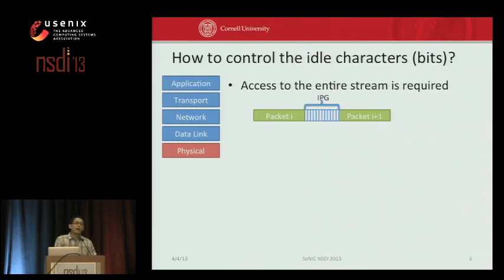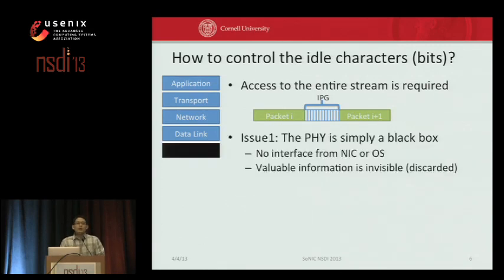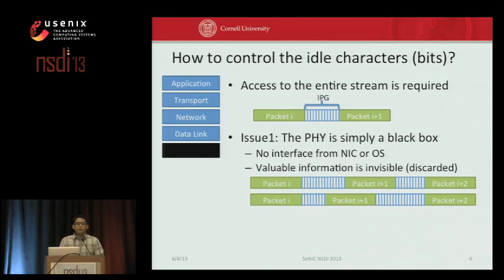Then the next question you can ask is, are there any ways already that support this kind of control and access to the idle characters? Well, the physical layer has been simply a black box to network systems researchers. There is no interface from the network interface card or from the operating system which allows you to control these idle characters. So when these two packet streams arrive at the destination, there's no way to tell the difference between these two packet streams, because all these idle characters are discarded before delivering the packets up to higher layers.